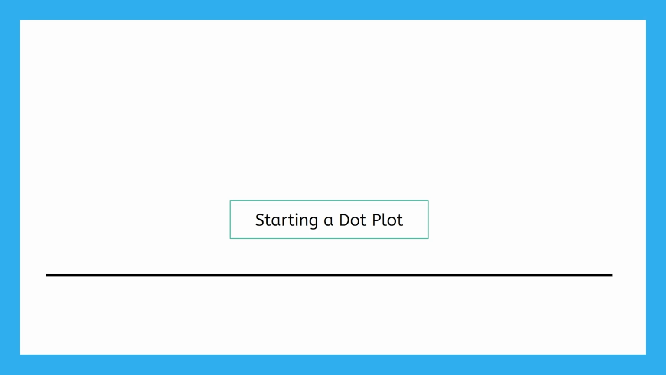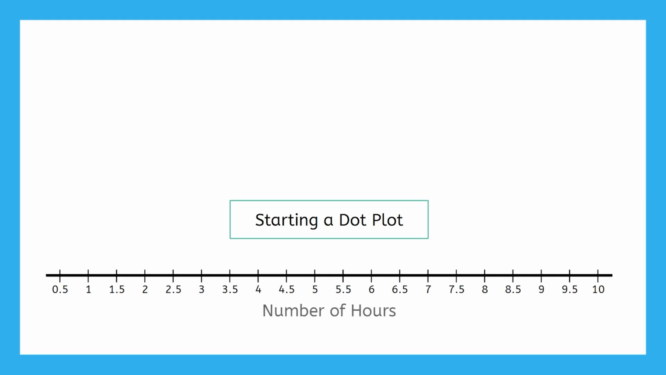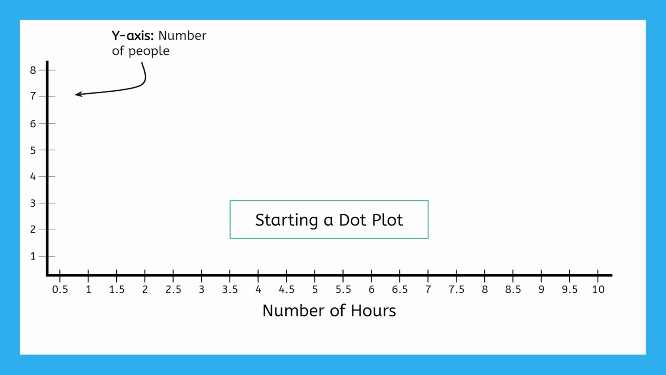Since our data deals with numbers in 0.5 increments, the x-axis serves as a number line from 0.5 to 10 scaled by halves. What should we label this x-axis? Number of hours works. In dot plots, a y-axis is optional, so it's up to you if you want to include one when creating a dot plot. For our data, the y-axis would represent the number of people.